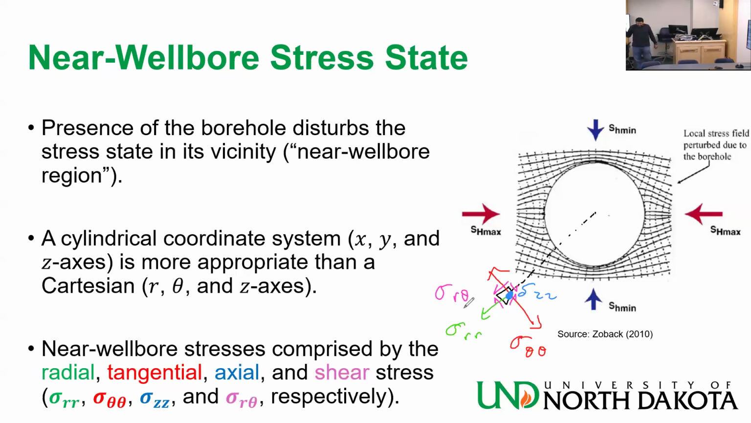Radial, tangential, and axial stresses are normal stresses, okay? It's the kind of stress that you learn about in solid mechanics. And sigma R theta is the shear stress. It's not normal, it's shear.